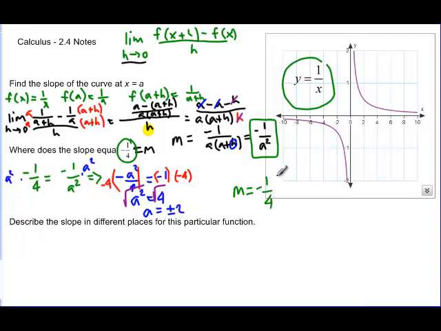And if you look at negative 2, and I draw the tangent line there, does it have a slope of negative 1/4? Looks like it could. What about if I draw a line here at positive 2? Does it have a slope of negative 1/4? And again, it looks like it could. So after we investigate, we can say, hey, when a is plus or minus 2, then we can have a slope of negative 1/4.